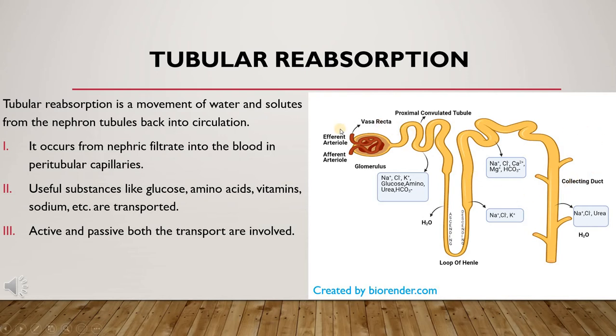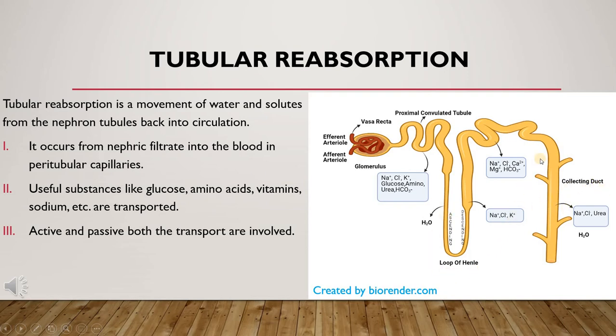Blood enters by the afferent arteriole and leaves by the efferent arteriole. The efferent arteriole then forms the vasa recta, which are basically the capillaries which follow the tubes of the nephron. The vasa recta allow the reabsorption of things back into the circulation.